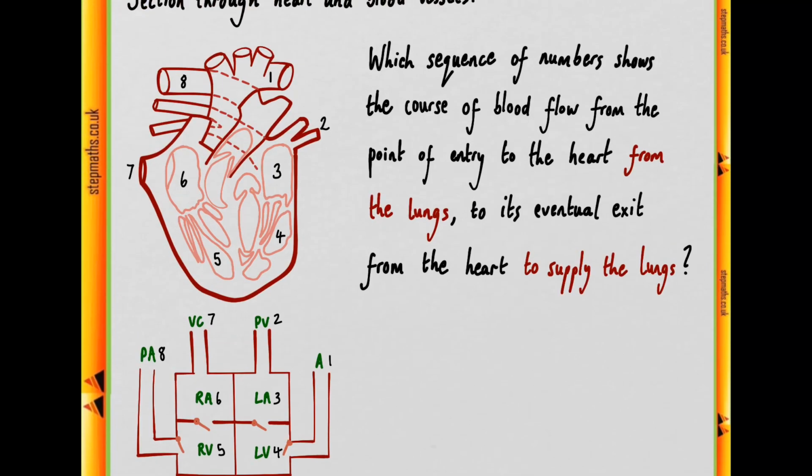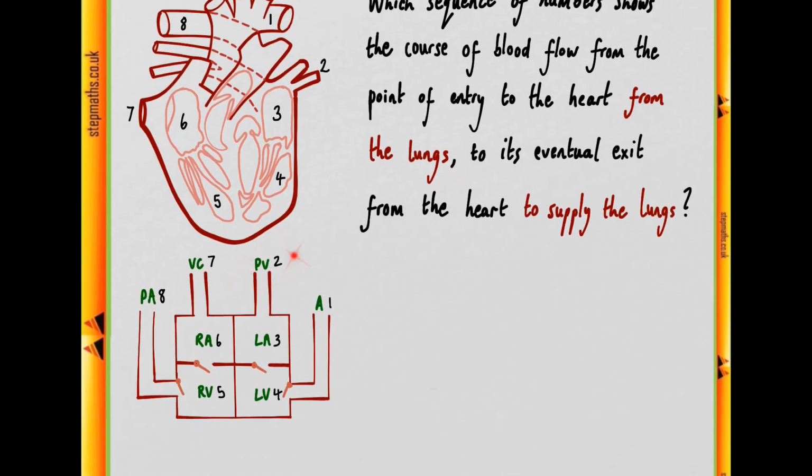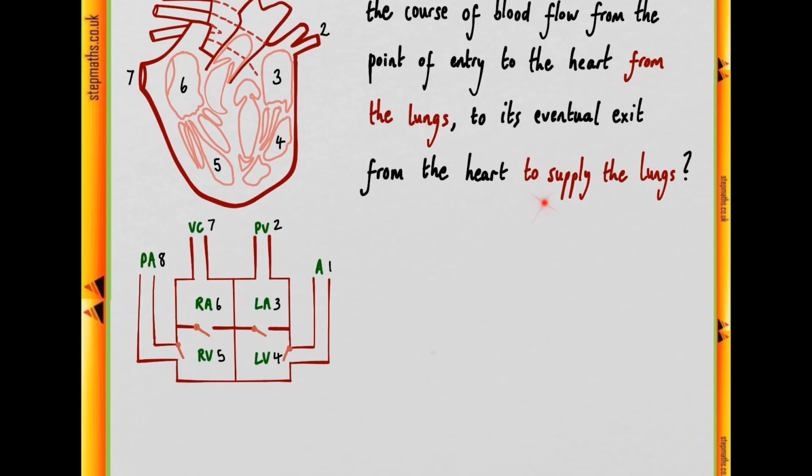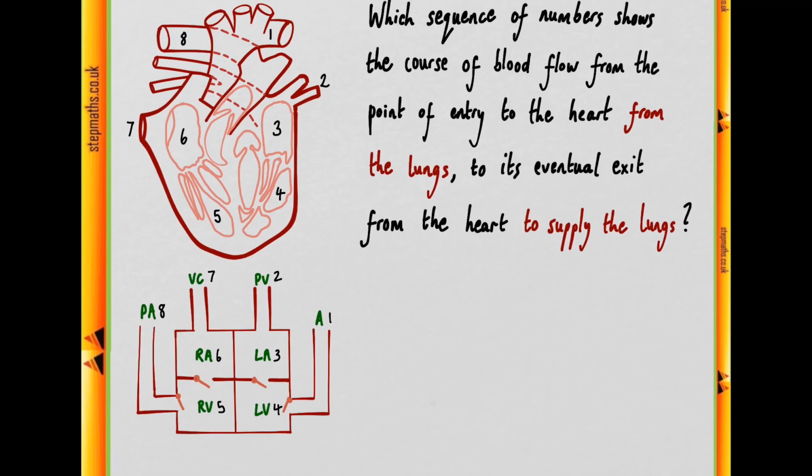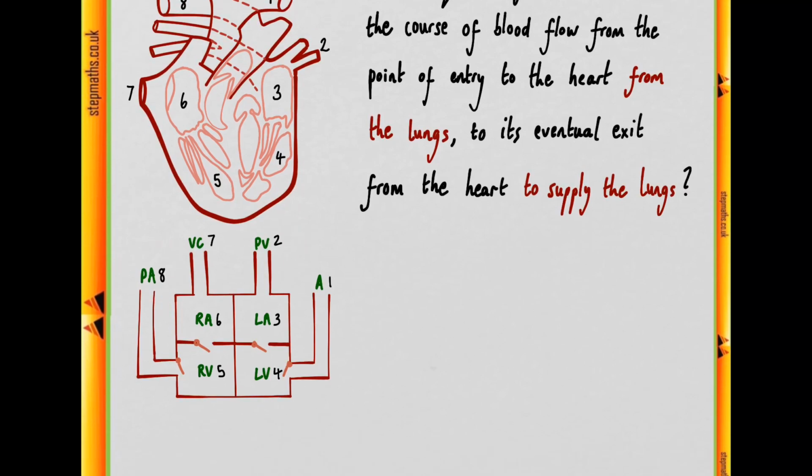So it's blood flow from the lungs, which is the pulmonary vein, which is 2, to its eventual exit to supply the lungs. So we need to chart the course from 2 to 8, and at that point you should already be able to see that your answer will be option B, since that reflects the course from 2 to 8. But it's always good to get a sense of the total sequence, just in case you happen to have labelled any of them wrong.